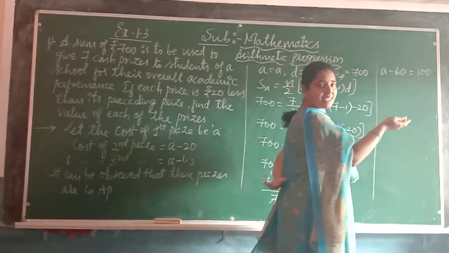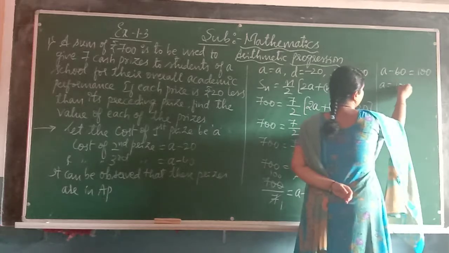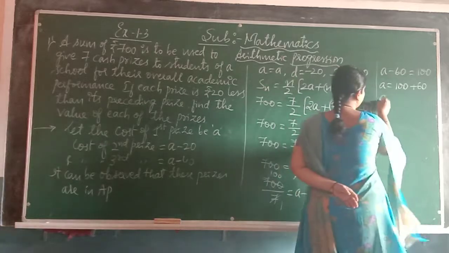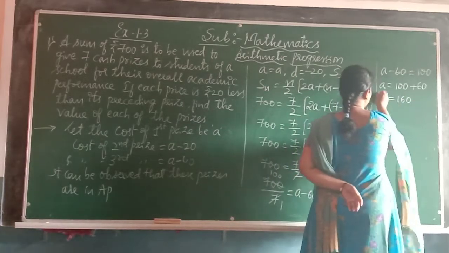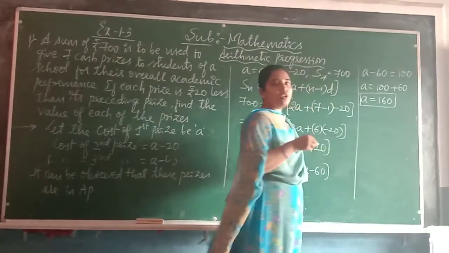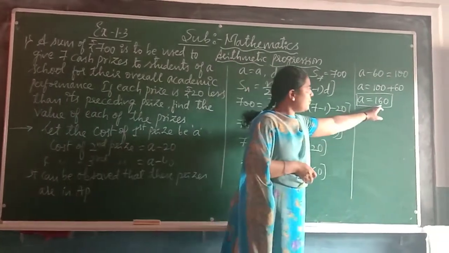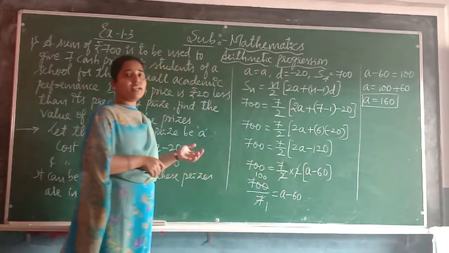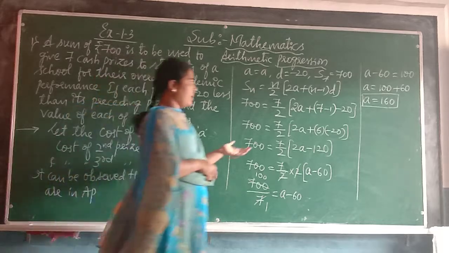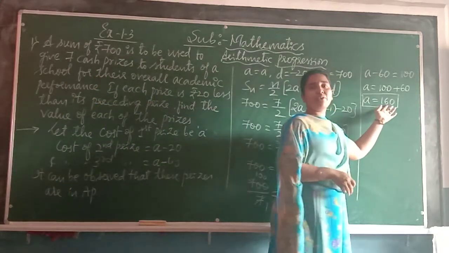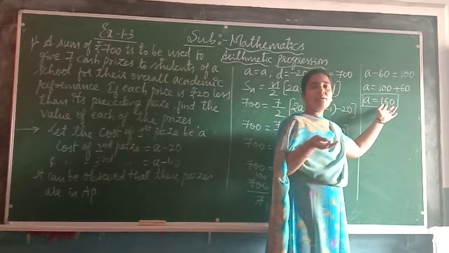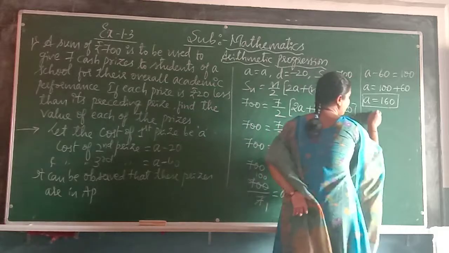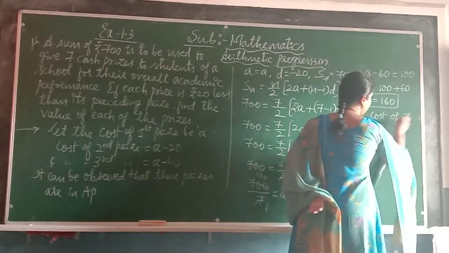Now transpose minus 60 to that side. A equals 100 plus 60, we will get A equals 160. That is, the cost of the first prize will be 160 rupees. Therefore, what is the cost of the second prize? 20 rupees less than the first prize. If we subtract 20 from this, we will get 140. The third prize will be 20 rupees less, that is 120.